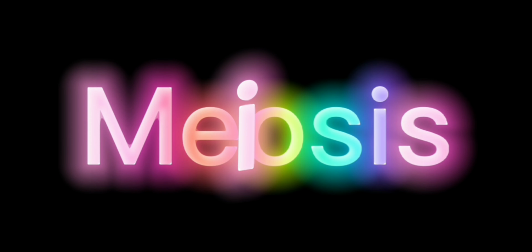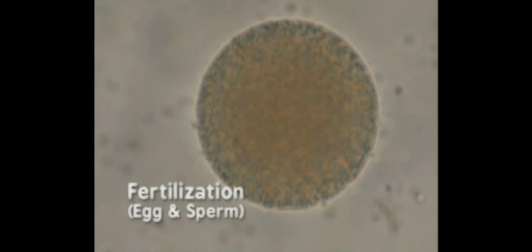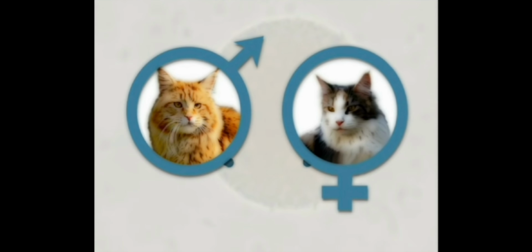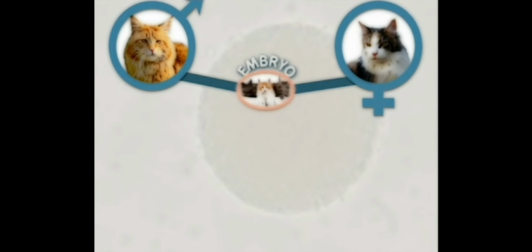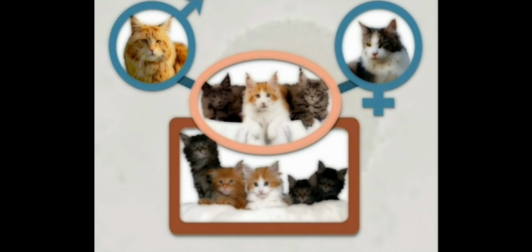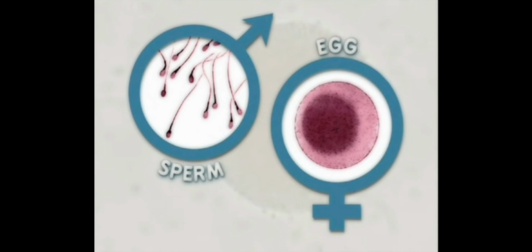Hello everyone, today I'm gonna do a presentation about meiosis. So let's begin. Many organisms pass their genes to their offspring through sexual reproduction. This begins when two gametes unite to form an embryo that is genetically unique from the parent organisms. The embryo then grows into an adult who in turn passes their genetic information onto their own offspring.